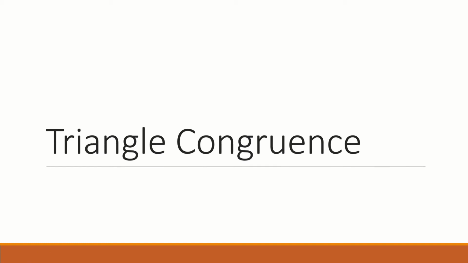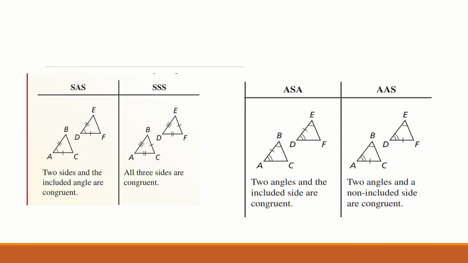Good morning, students. For week 5, our topic is still about triangle congruence. Last week, for the fourth week, we tackled the different triangle congruence postulates. So let us recall it first. We had the SAS, the SSS, the ASA, and the AAS.